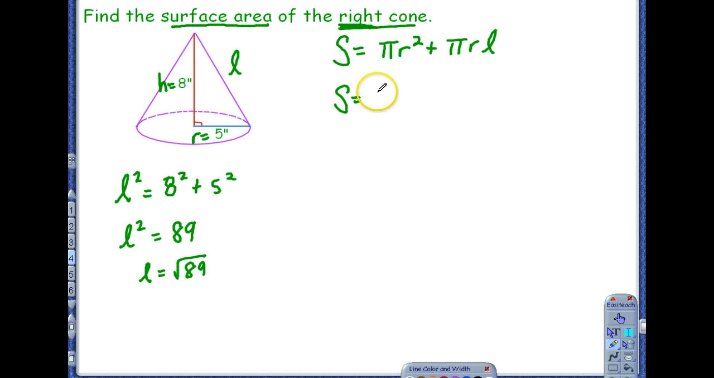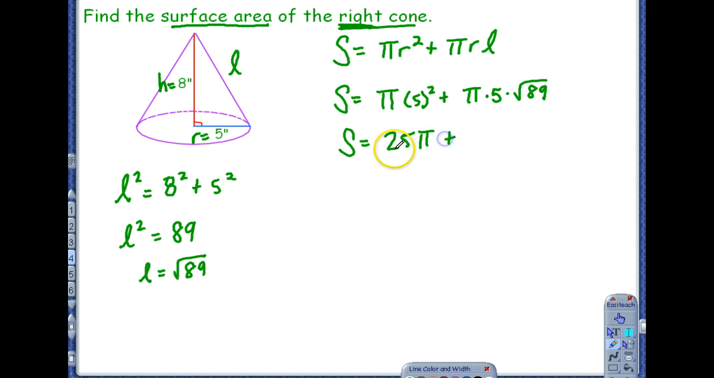So surface area equals, let's substitute numbers in. Pi times 5 squared, so 25 pi, plus pi times 5 times radical 89. And again, guys, you could do the area of the base, which is pi r squared, and the half circumference, which is the nice thing about it, is really just the radius times pi instead of the whole diameter times pi. 5 pi times radical 89. So this would essentially be the exact answer, and I'm going to explain why.